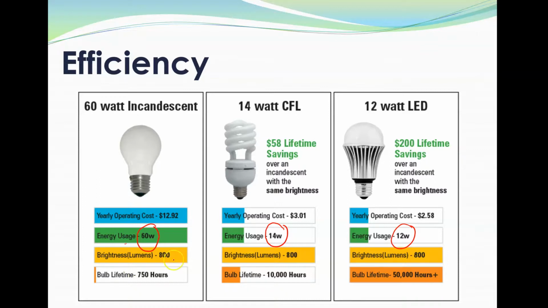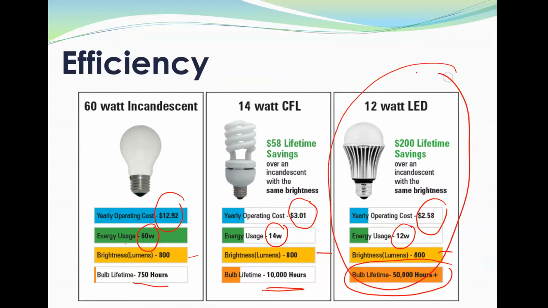The brightness is pretty much the same for all of the light bulbs, but you can see that the LED will last 50,000 hours compared to 10,000 hours of the CFL light bulb, and only 750 hours using this incandescent light bulb. So, and then yearly operating cost is $12.92, $3.01, and $2.58. So looking at it, this light bulb is going to be the most efficient.